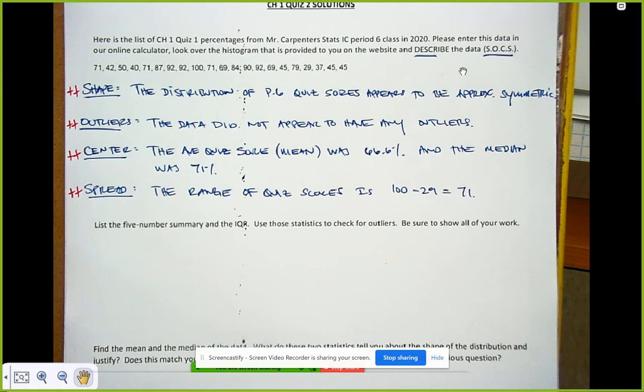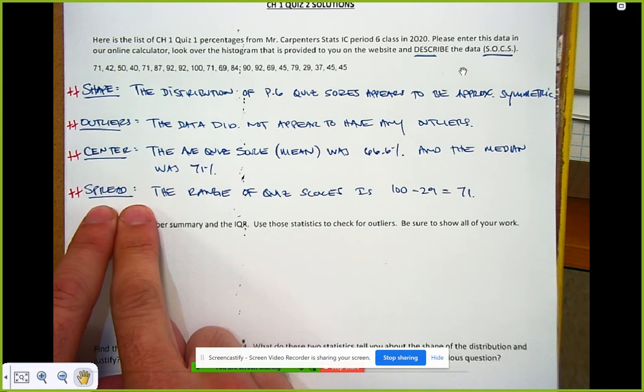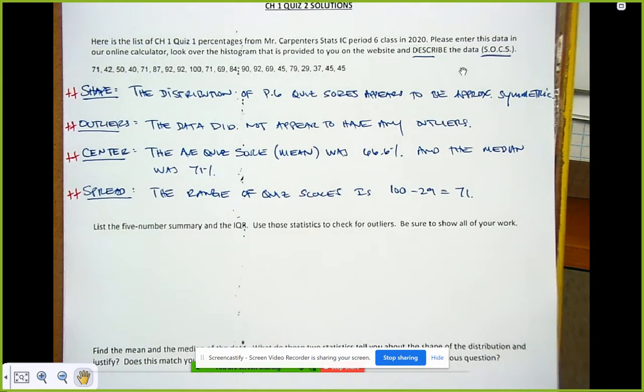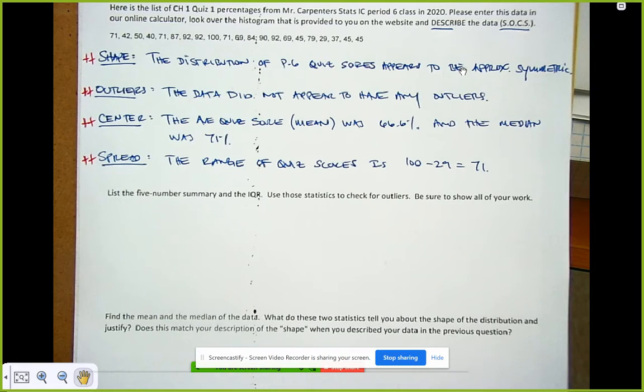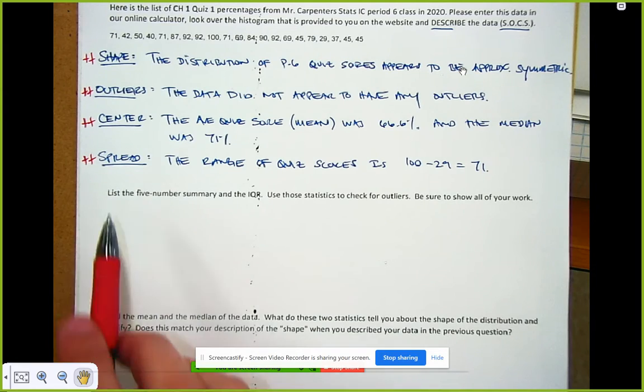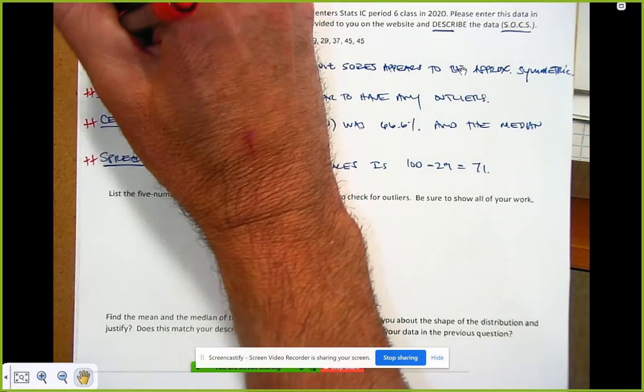Okay, when we have our chapter test, you are going to have to do this again, but it's going to be comparing. So it's not just going to be on one set of data. You're going to have to say the spread of period 6 quiz scores was greater than or smaller than period 4. So you have to use those comparison words. That's kind of like the culmination of describing data. Okay, so this was worth 8 points.